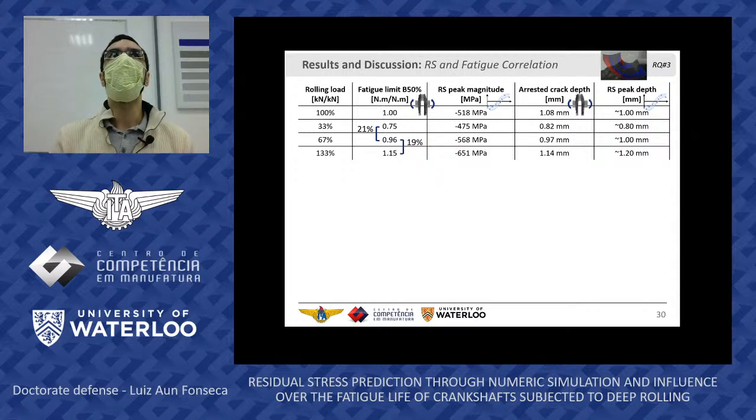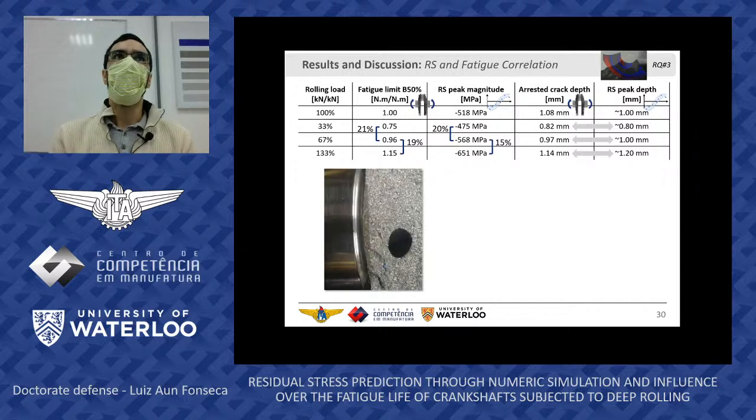And when we doubled again between 67% and 133%, we also got, again, 20%. So as we keep doubling it, the results are showing that the material is saturating. And the same thing was shown by the residual stress peak magnitude assessment. And again, when we analyzed the arrested crack depth, we can see a close relationship with the residual stress peak depth for all of the specimens analyzed. So I guess this only brings some clarity to the matter.